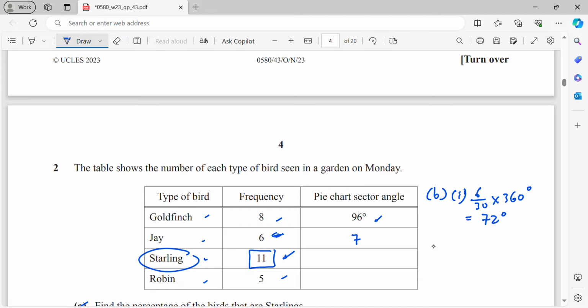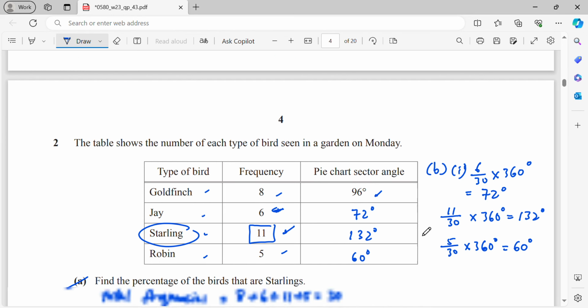That is for J. Then for starling, it will be 11 over 30 times 360 degrees. Then you will be getting 132 degrees. Then the last one is 5 over 30 times 360 degrees. Then it will be 60 degrees. So done for the first part.